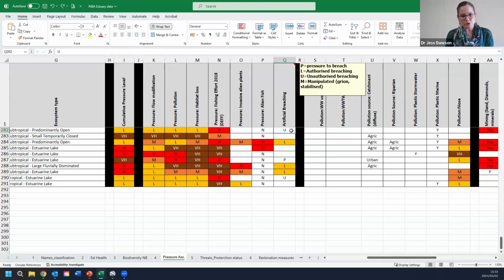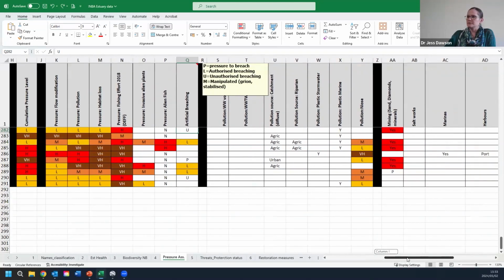And now you've forced it to open early, so there's not as much water that there would have been, and you're changing the dynamics of the system. So opening an estuary mouth too soon can be as problematic as not opening an estuary mouth, because of the human influence that it could have. So that's what this artificial breaching signifies.